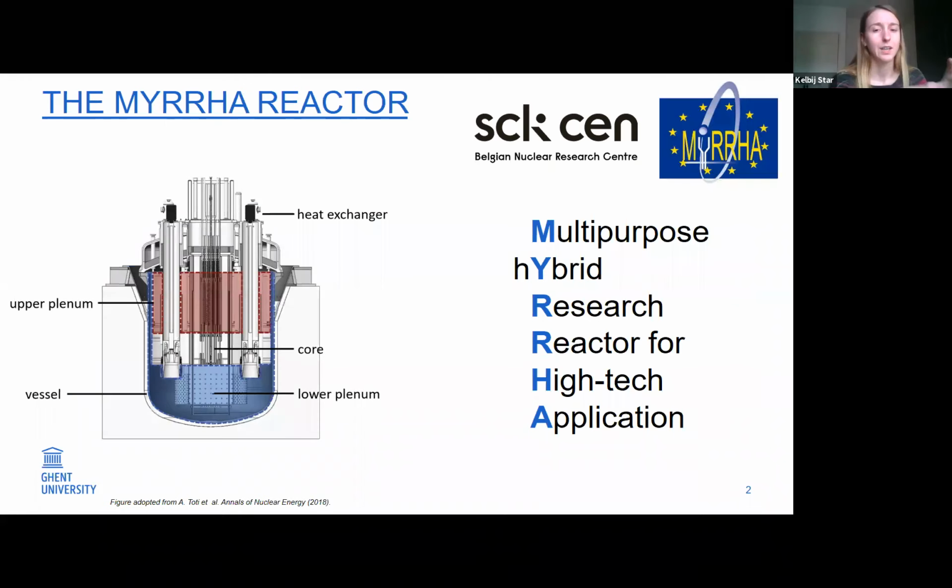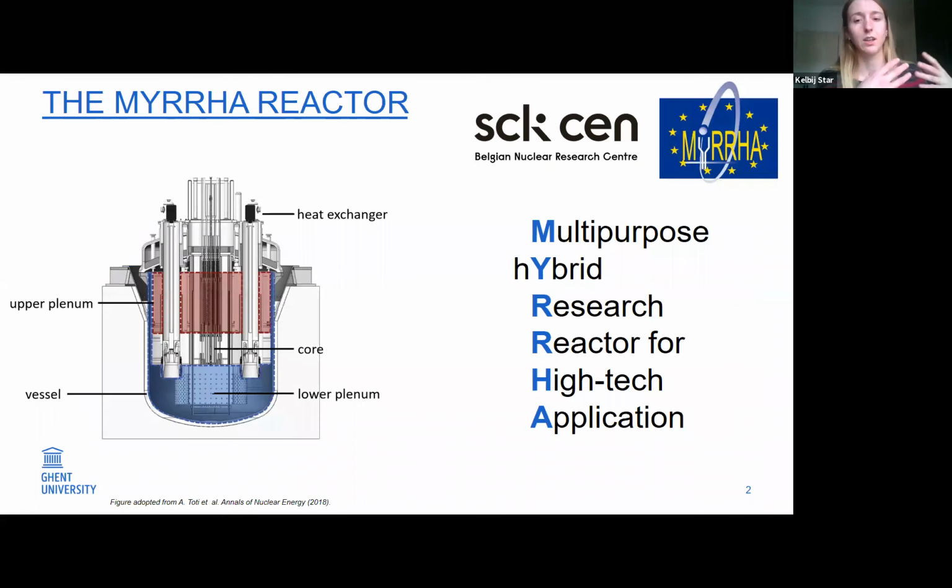So I carried out my PhD project in collaboration with SCK CEN. SCK CEN is the Belgian Nuclear Research Center. And SCK CEN is developing a multifunctional experimental radiation facility named MIRA. MIRA stands for Multipurpose Hybrid Research Reactor for High-Tech Application.